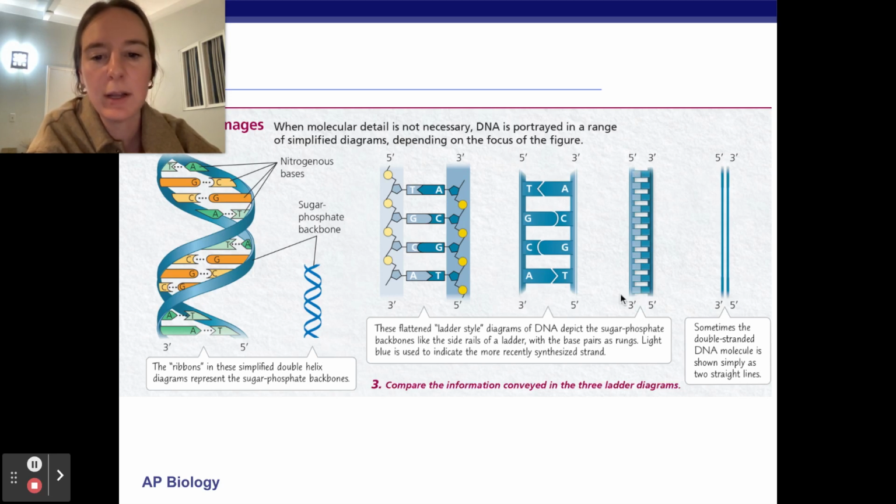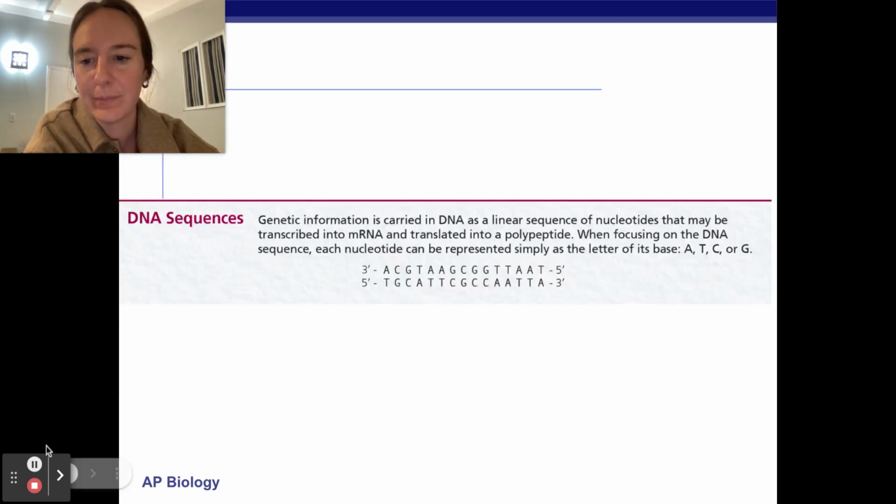So sometimes you'll draw a lighter blue to show that that one just came in. And then sometimes you just draw the molecule as 2 straight lines, and you can label the directionality 5' to 3', 3' to 5'.